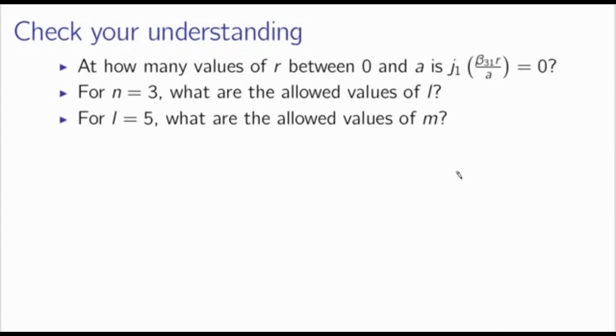To check your understanding, here are a few basic questions just asking you to determine the structure of the solutions. What are the allowed values of the constants that we got here? And how many zeros are we actually working with in a particular case? How many values of r between 0 and a is this particular spherical Bessel function, evaluated using these betas, going to equal 0?